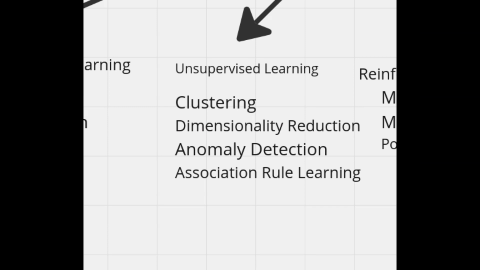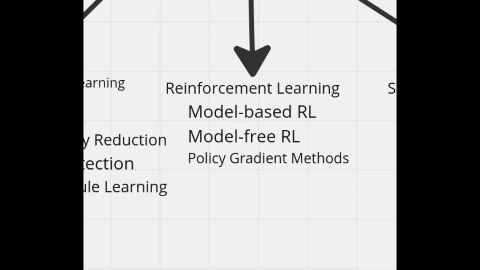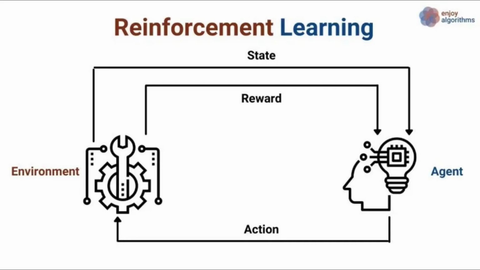Then we proceed towards reinforcement learning, which is more like a human-based approach. This is a type of learning where the algorithm interacts with the environment and learns through a trial and error process. It receives a reward for the desired action and penalties for the undesired ones. Over time, the algorithm learns to take actions that maximize its rewards.